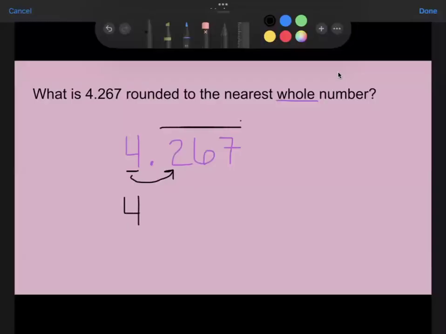Now, everything to the right of that place value is going to become a 0. I will keep the decimal, but everything else is going to become a 0. If I want to get rid of all those unnecessary zeros, I can, and just rewrite that as 4. So 4.267 rounded to the nearest whole number is 4. What that means is that that number is closer to 4 than it is to 5.